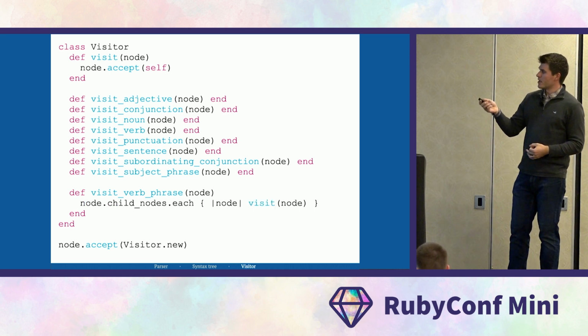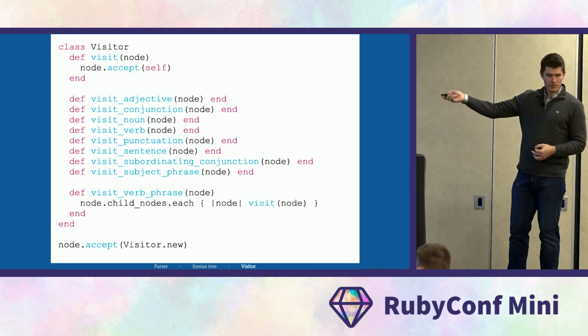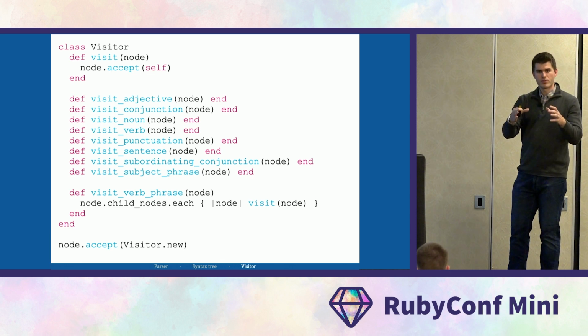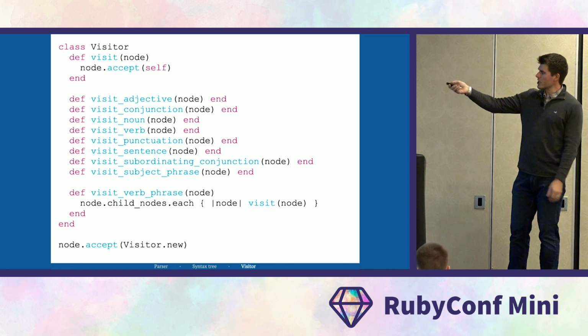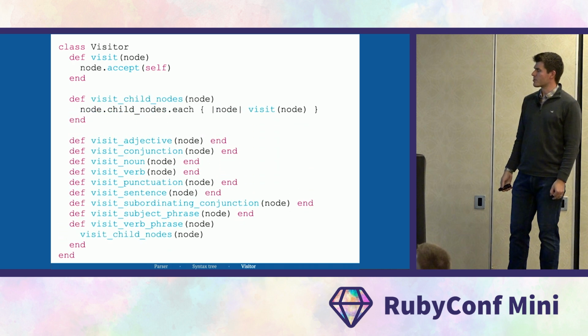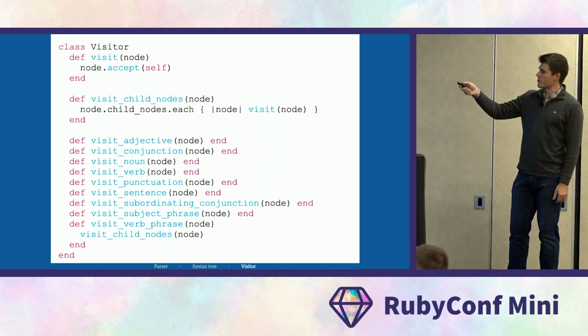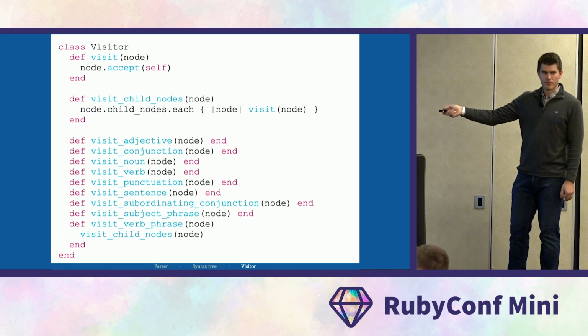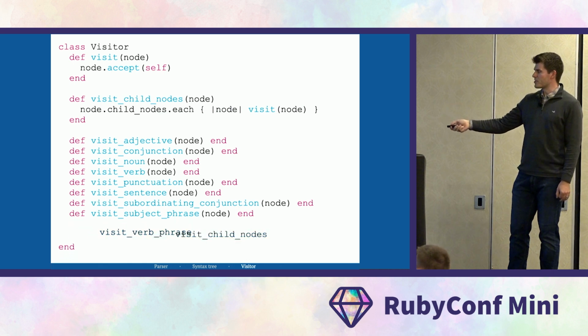So, as I mentioned earlier, there's the child nodes method that defines the nodes further down the tree. And now that we have the visit method, we can change visit verb phrase to go and visit each of those children in turn. Now, if we make another method and call this visit child nodes, you'll notice that visit verb phrase can just be visit child nodes, and now we can just alias it.